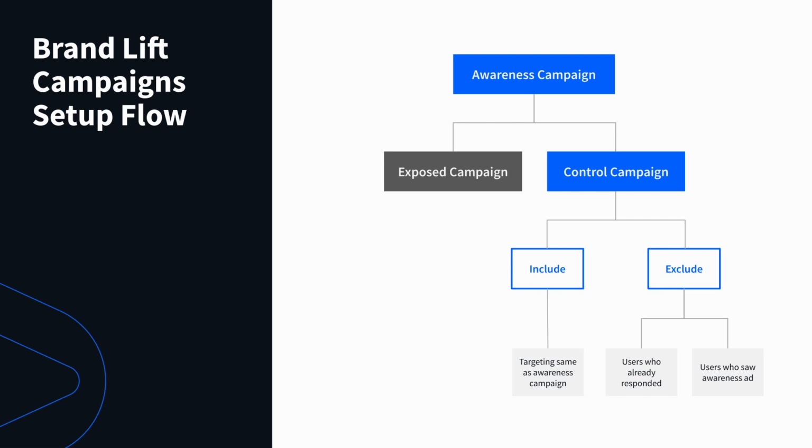For the control campaign on the right, we just want to include the exact same targeting segments as the awareness campaigns, as these users are technically eligible to see your ads but just didn't see them. Which does mean for exclusions, we need to exclude users from the exposed group, and we do still want to exclude users who have responded.